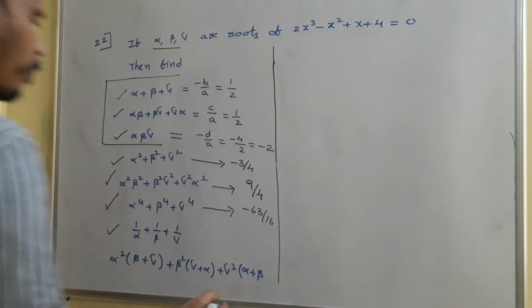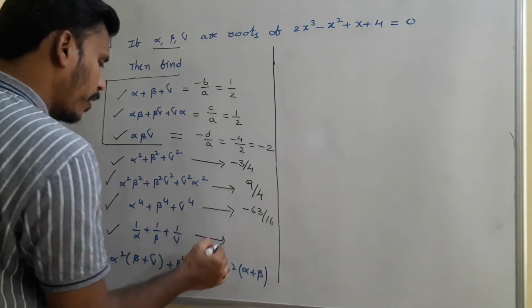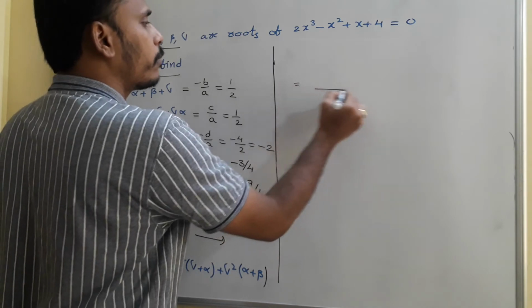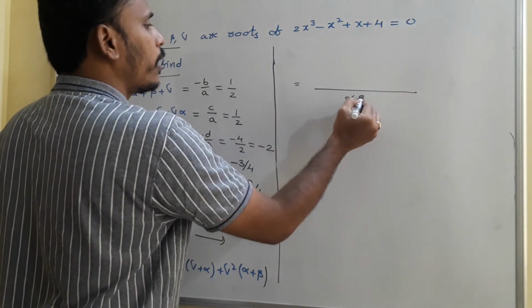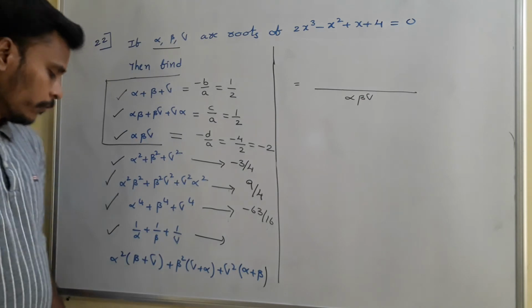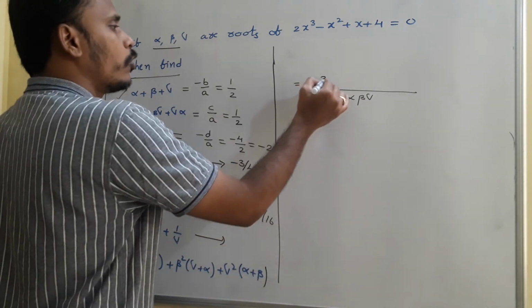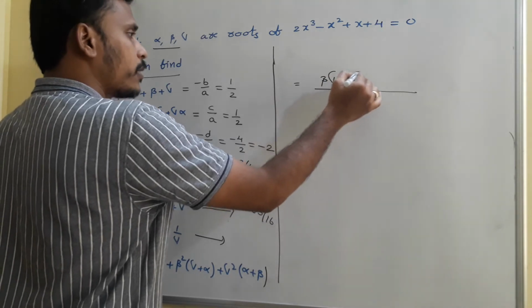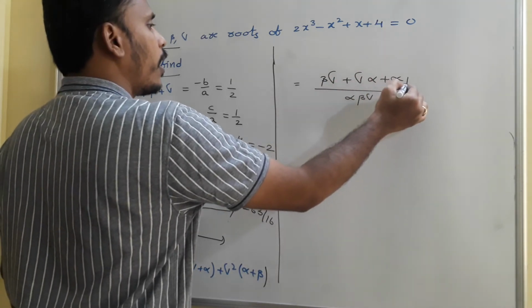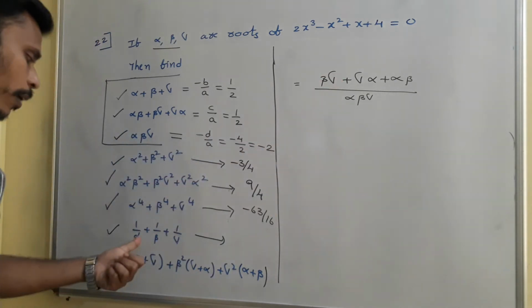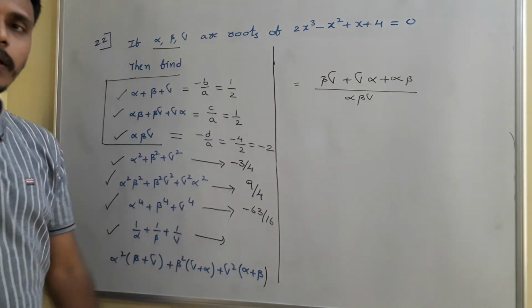So 1 by alpha plus 1 by beta plus 1 by gamma. What is the LCM? Alpha beta gamma is the LCM. So if you take alpha beta gamma as the denominator, since I have alpha, the numerator must be beta gamma. So the numerator will become beta gamma plus gamma alpha plus alpha beta.